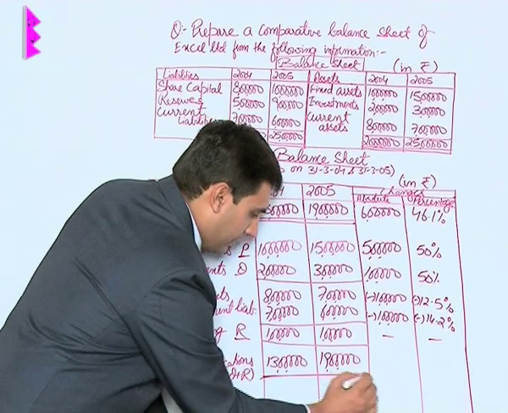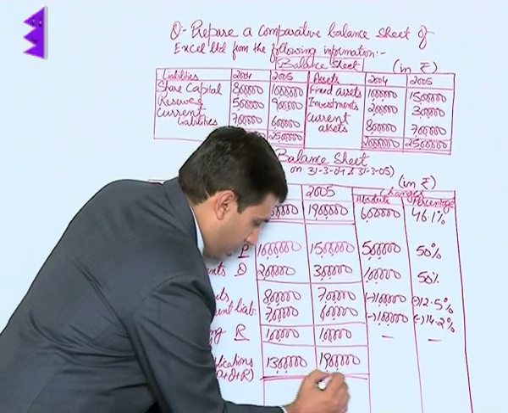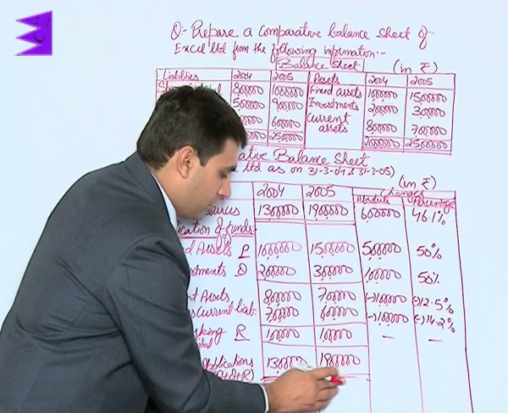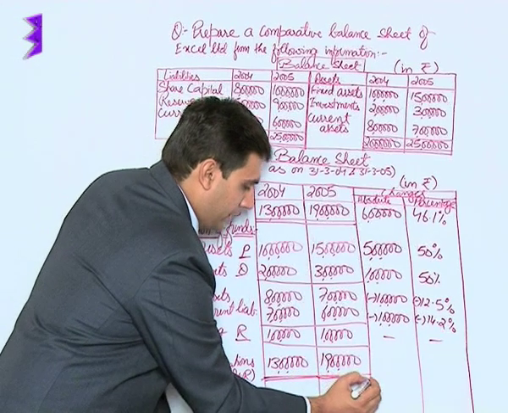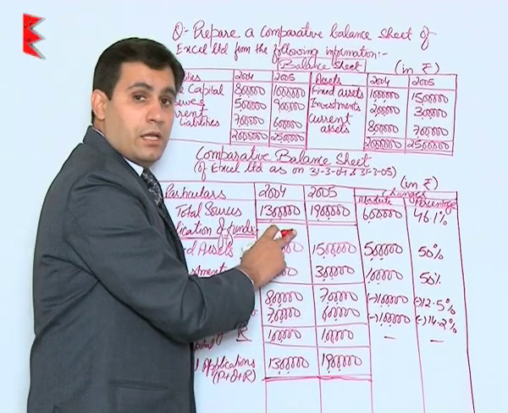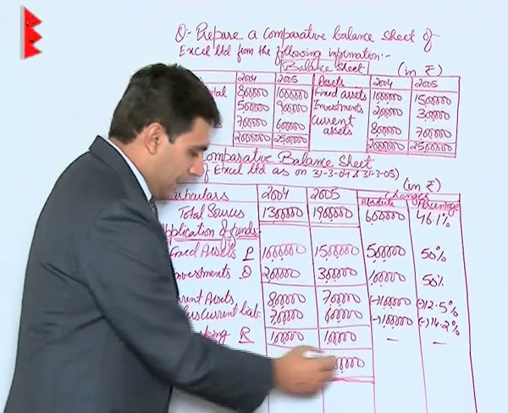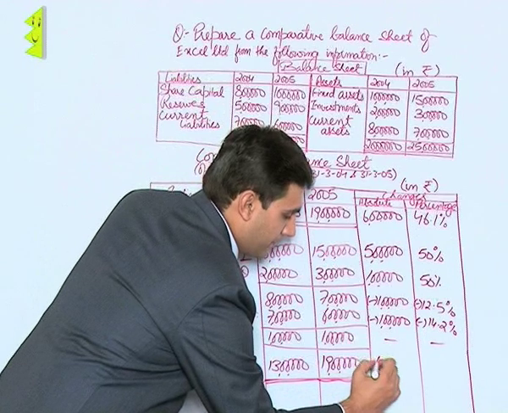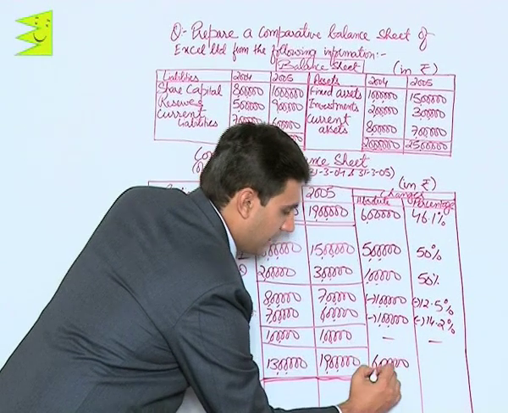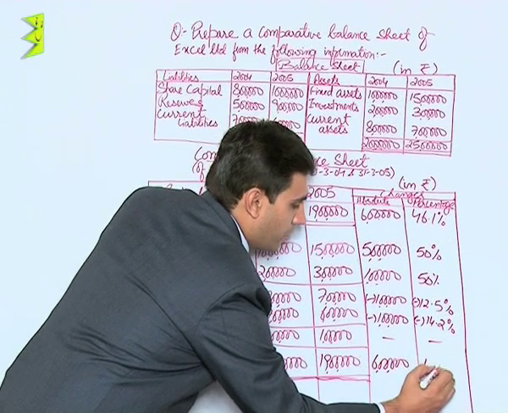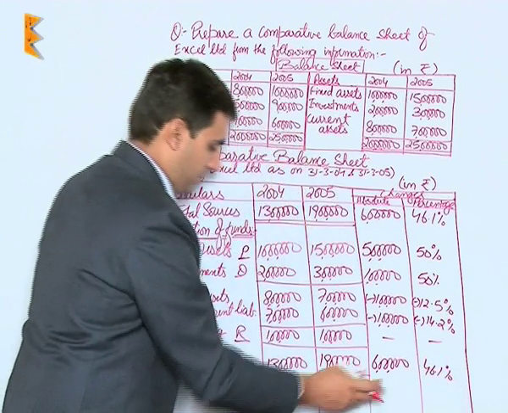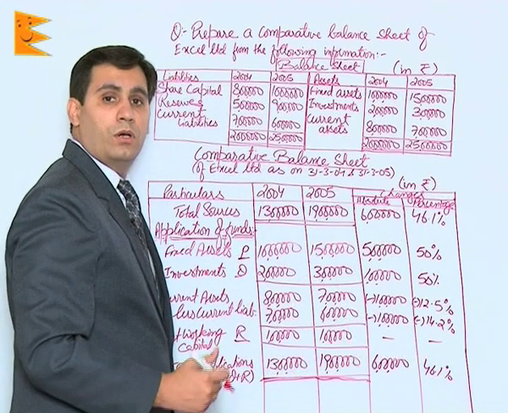And this is your final calculation. You can see that the total sources that we have calculated earlier are equal to total applications. Again, we can calculate the percentage change and absolute change. Absolute change is 6 lakh and the percentage change is 46.1%, that is 6 upon 13 into 100.